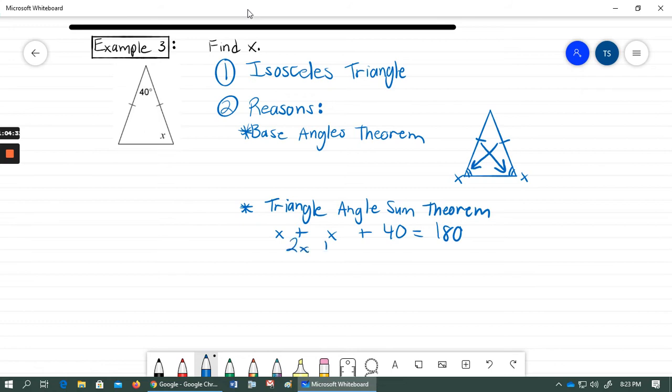So that's 2x plus 40. Subtract 40, we get 140, and then divide by 2, and we get that x equals 70.